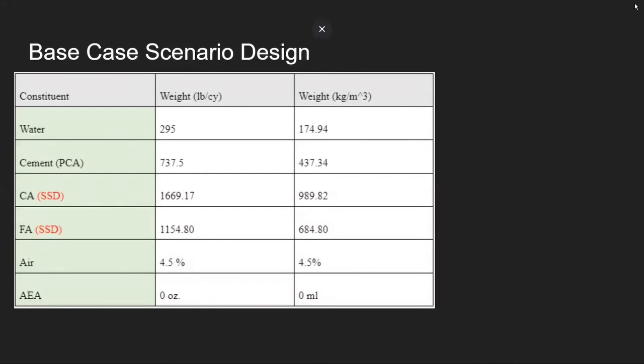For the base case scenario mix design, 100% Portland cement was used as the binder material in accordance with the competition rules. A water to binder ratio of 0.4 was used. This table indicates the proportions used in pounds per cubic yard.